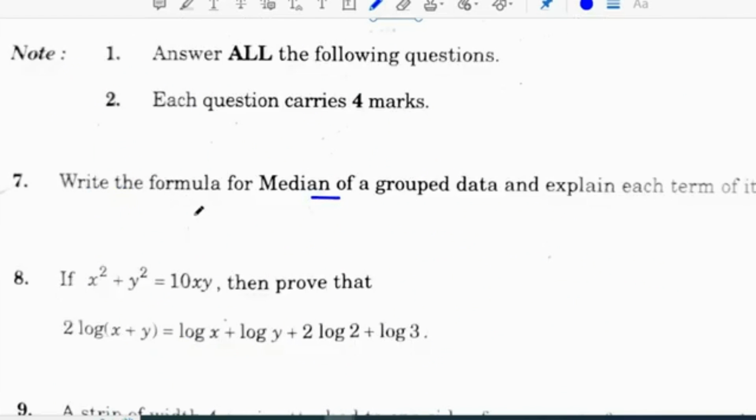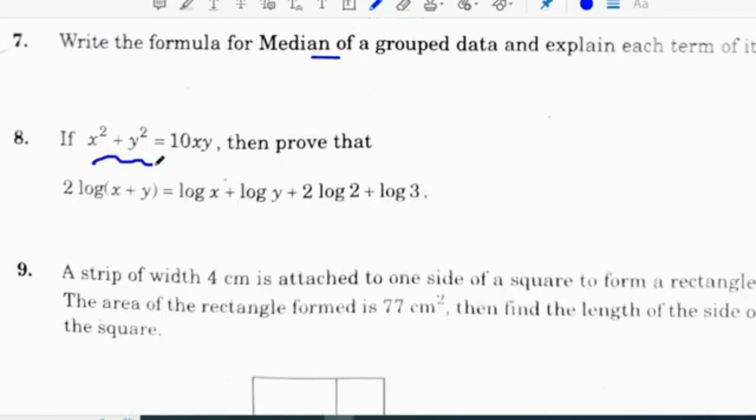Most of the questions in the question paper are the questions which we discussed in yesterday's videos. If x square plus y square is equal to 10xy, prove that 2 log (x plus y) is equal to log x plus log y plus 2 log 2 plus log 3.